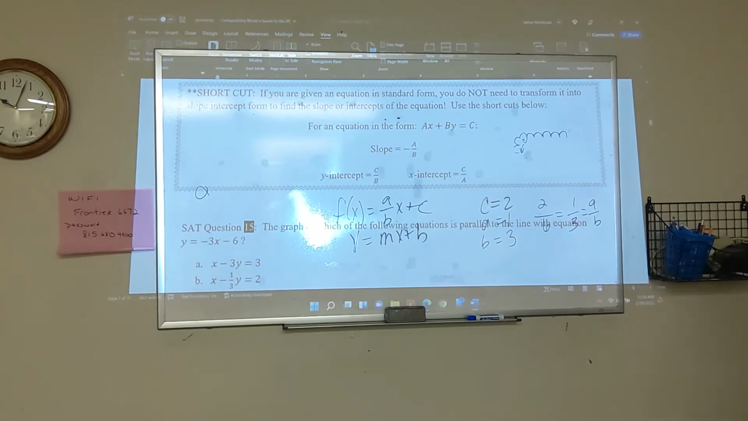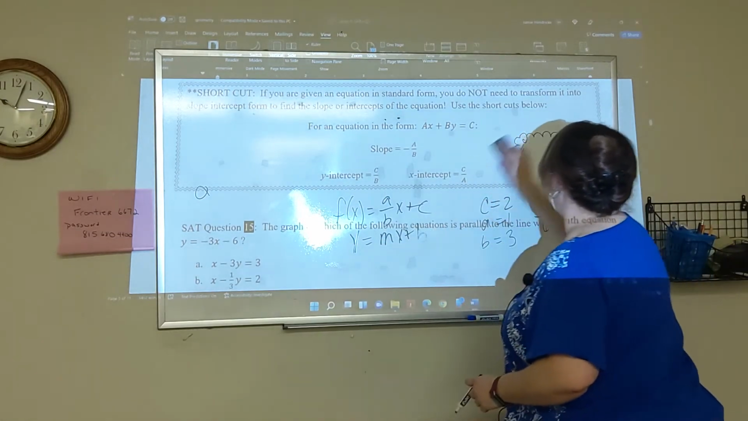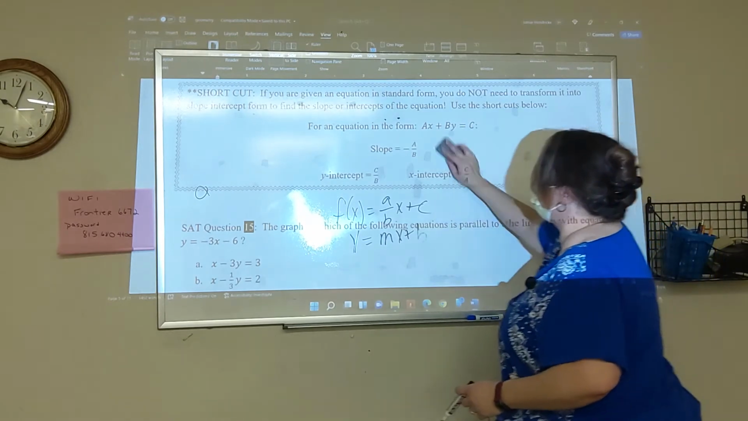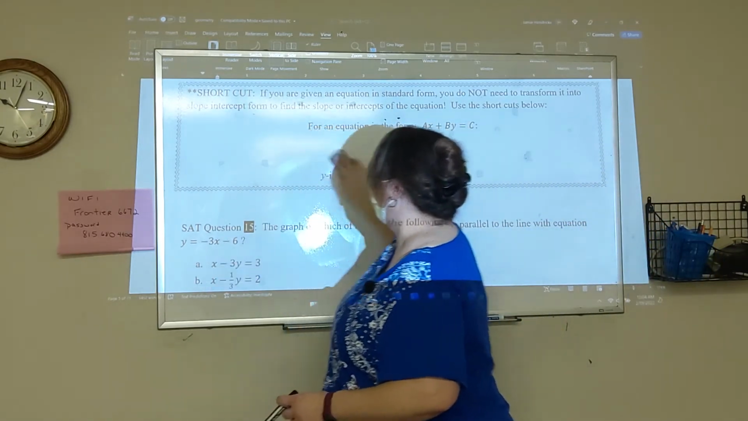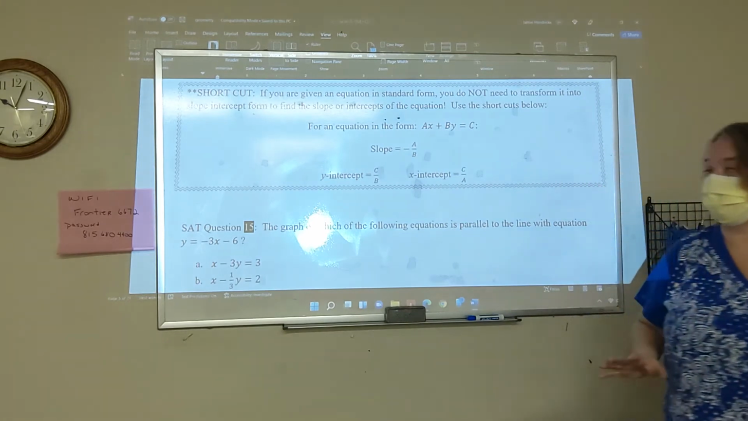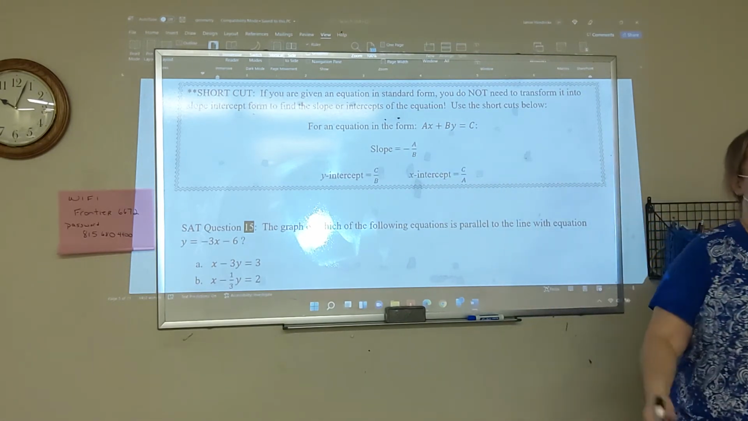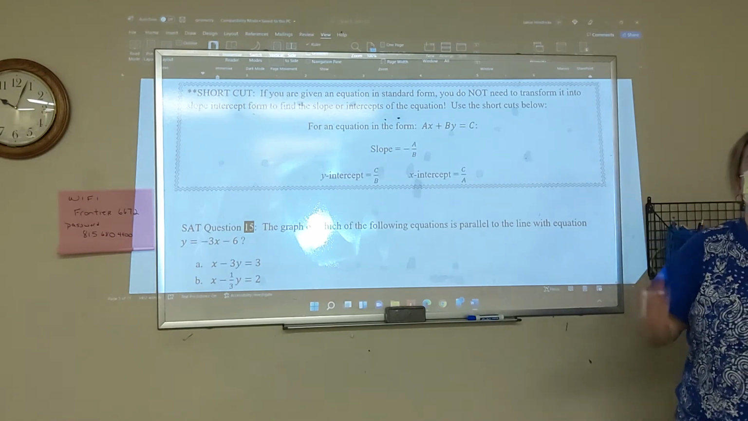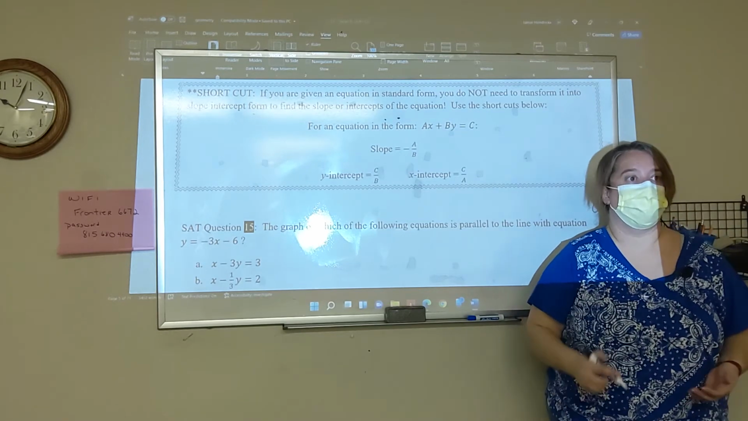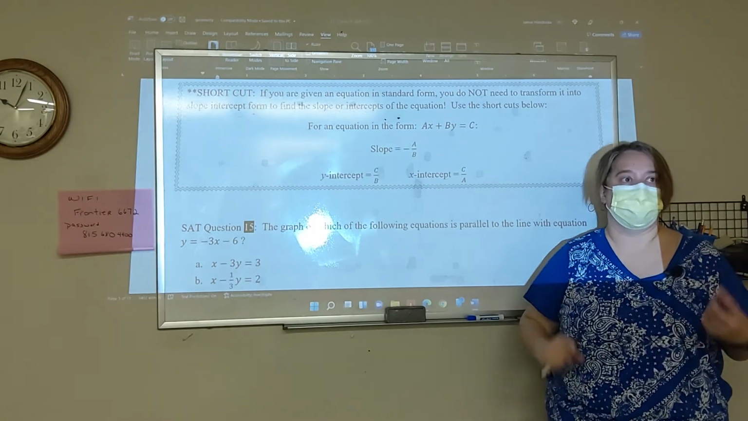Okay. Shortcuts. A lot of times the test makers like to give you things in what we call standard form. Standard form is absolutely useless. It's ax plus by equals c, like 2x plus 3y equals 4. You can't get anything out of it. You can't get your slope. You can't get your intercept. You can get nothing.